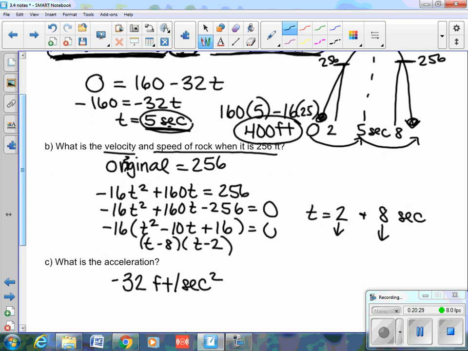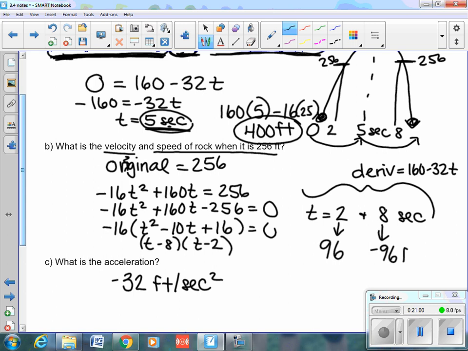So you plug 2 back into the derivative, and you plug 8 back into the derivative. The derivative is 160 minus 32t, and I'll just do the math. I already have it down here, I don't know why I missed it. This is 96, and this is negative 96 feet per second.